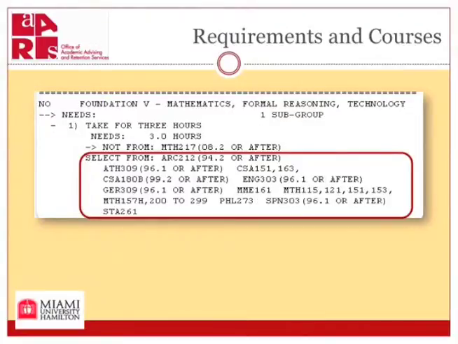Some fields of study may have major or divisional requirements that overlap with Miami Plan requirements. In order to see overlapping requirements, continue to look through your DAR. You can also consult a major check sheet, which is available at the Academic Advising Office, or ask your academic advisor for more information.